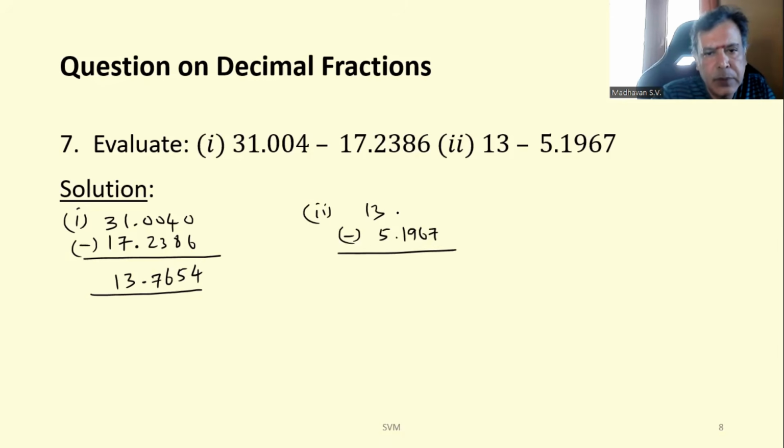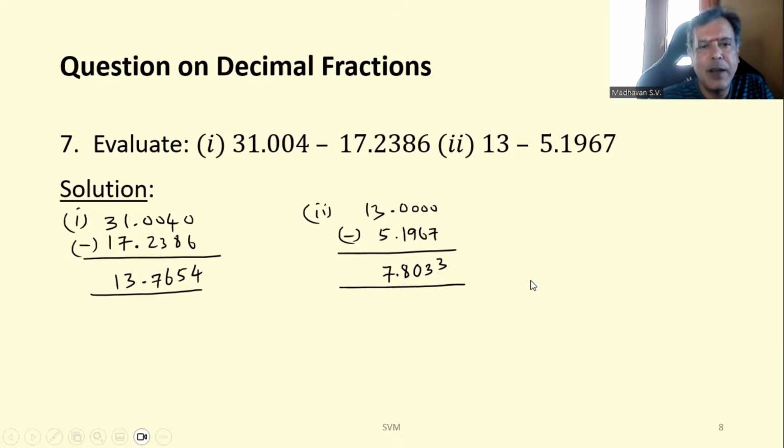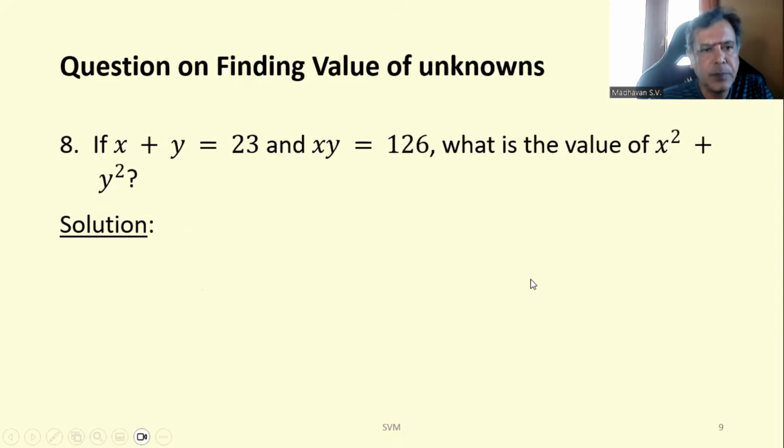Second part, 13 minus 5.1967. Put decimals, after decimals, this many zeros. 10 minus 7 is 3. This becomes 9. So 3, this will be 0. 9 minus 9, this will also become 8. 9 minus 1, 12 means this will be 7. So the result is 7.8033. Let us move on to the next question.